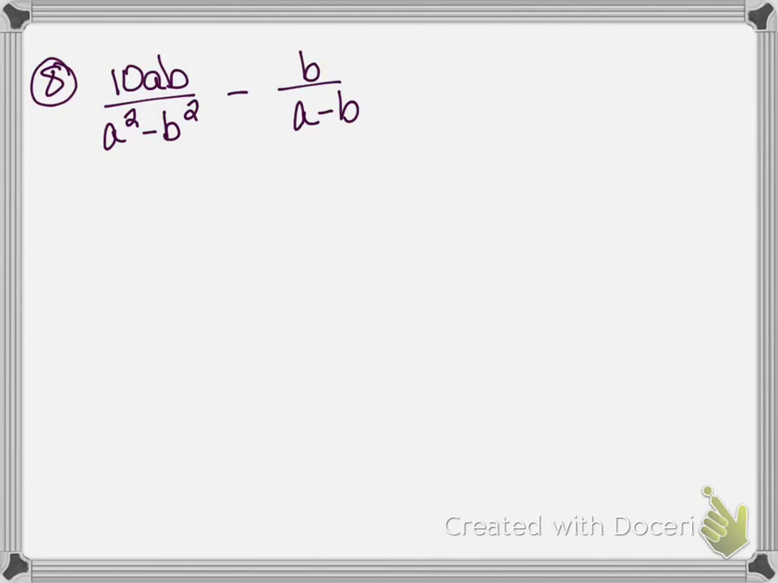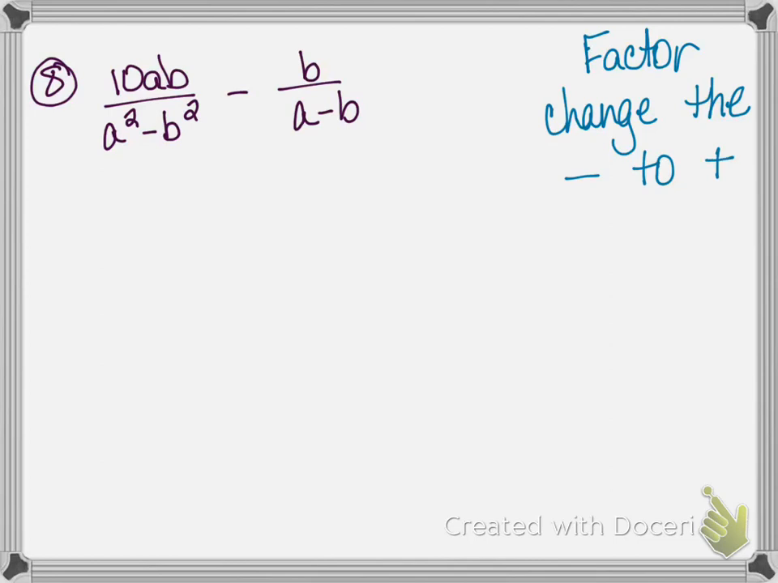The first thing, well, there's actually 2 things that I would advise. Okay, I would factor my denominators. So I'd factor the denominators, and I would change the subtraction to addition. I would do both those things early. Okay? So I'm going to change this minus sign to addition. Where does the negative go? Good. It goes right there. Okay. Now I have 10ab over.